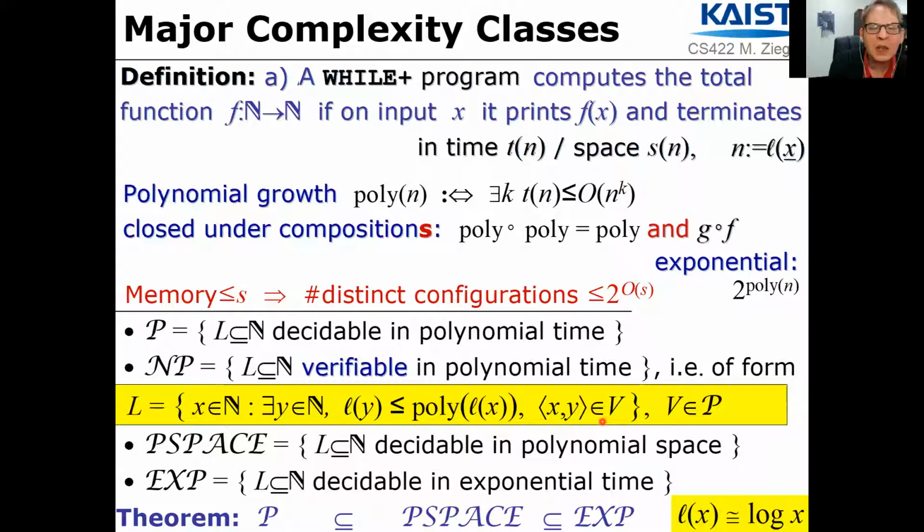So for now, this looks like a somewhat random definition, but let me remind you that we had a similar definition when we talked about semi-decidable problems. Namely, we had this normal form theorem, which implies that any semi-decidable problem is of a similar form, except that semi-decidability without complexity drops the requirement that y must be at most polynomially long in the binary length of x.